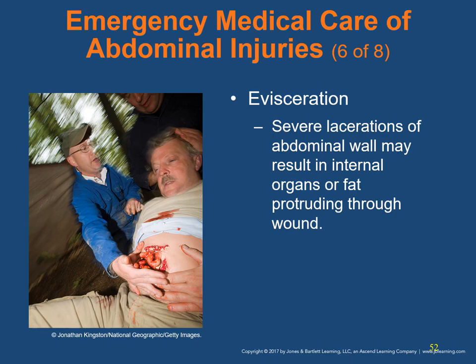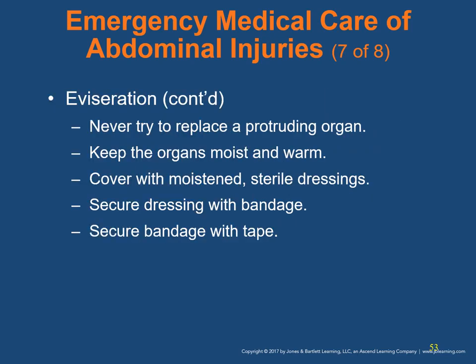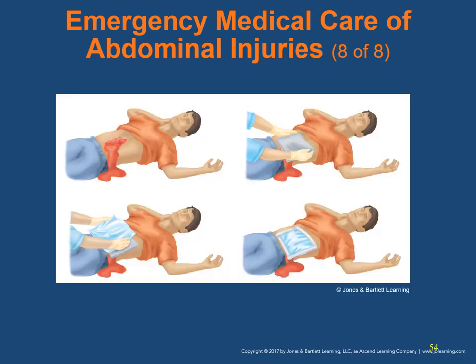Severe lacerations of the abdominal wall may result in evisceration. Internal organs or fat protrude from the wound. Never try to replace a protruding organ. Keep the organs moist and warm. Cover the wound with moistened, sterile dressings. Secure the dressing with a bandage. Secure the bandage with tape. These figures show the steps to apply a dressing to an open abdominal injury.